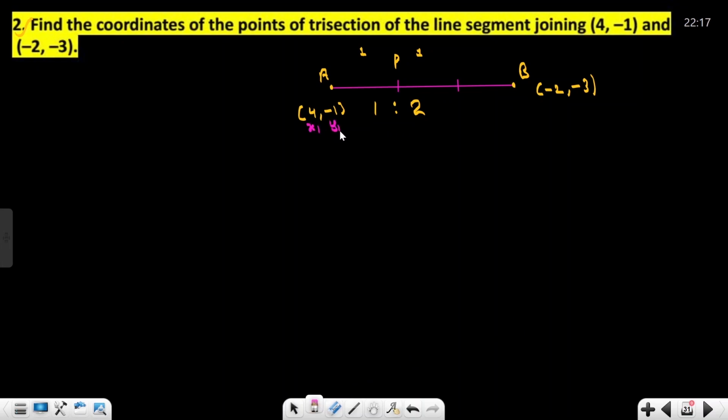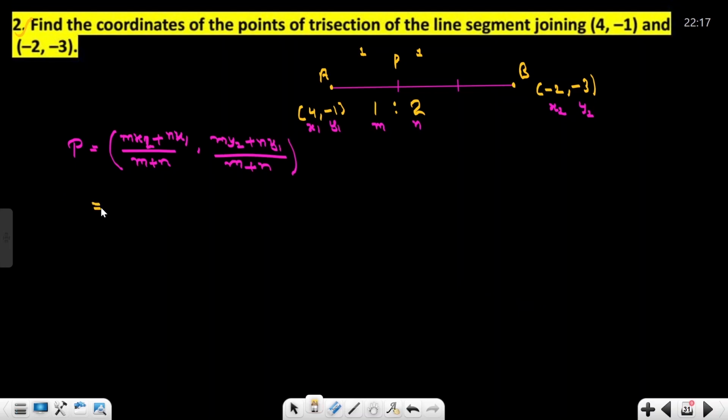Okay, now give the names x1, y1, x2, y2. So we write the ratio m and n here. Our target is to find the coordinate for P, so we apply the section formula. What is the section formula? m x2 plus n x1, divided by m plus n. Here, m into y2 plus n into y1, divided by m plus n. Now just put the values.